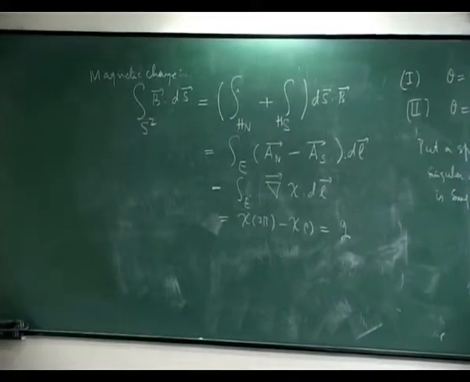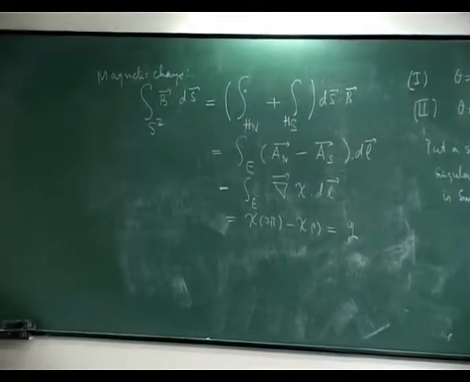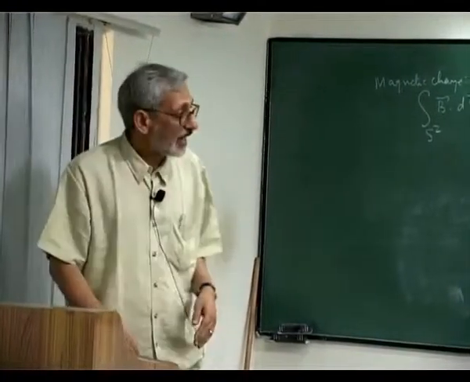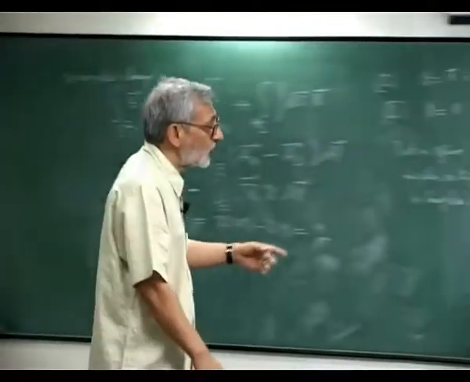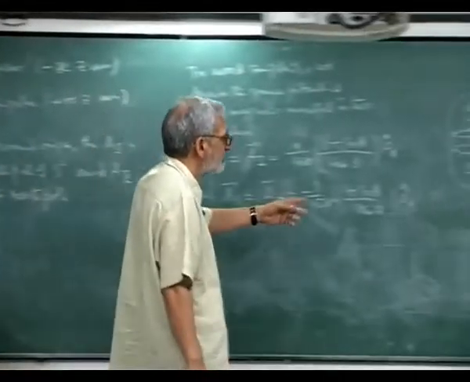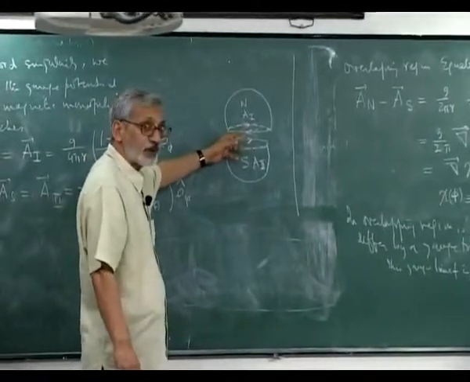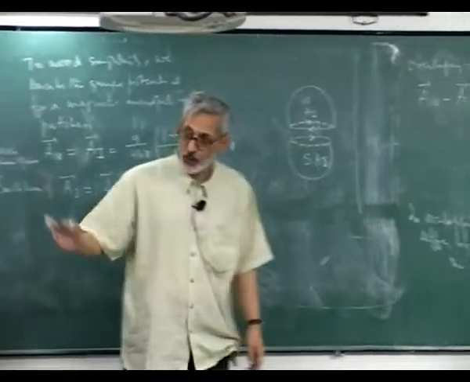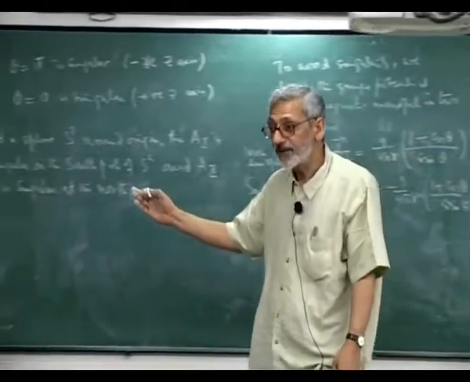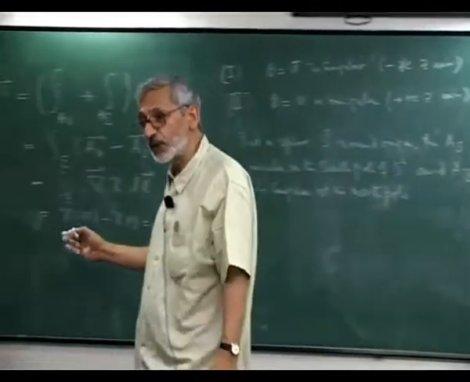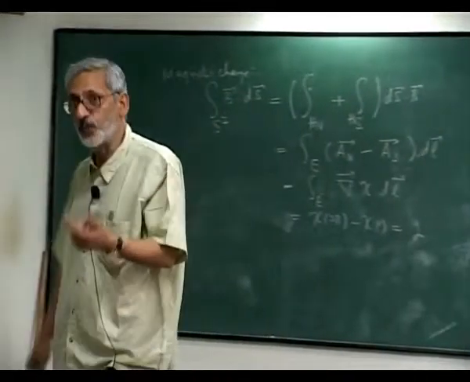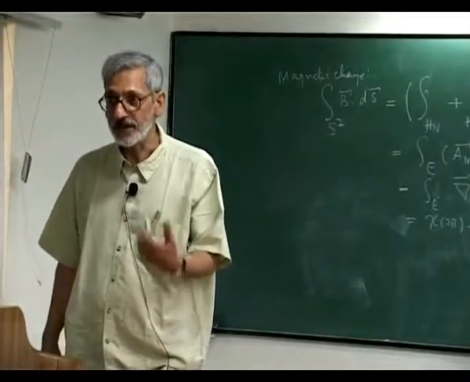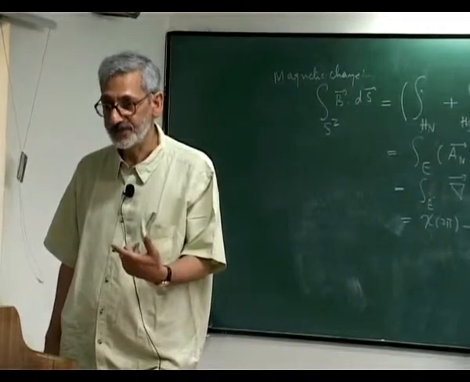So the magnetic charge is well defined. And the gauge potentials in the overlapping region differ from each other by a gauge transformation which is completely controlled by the magnetic charge, a gauge function whose period value is given by the magnetic charge.